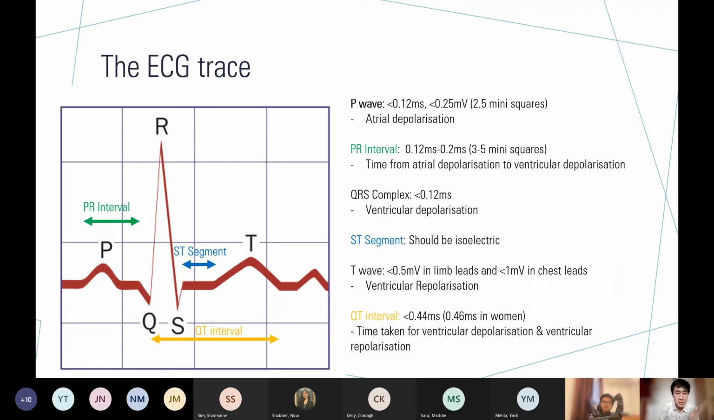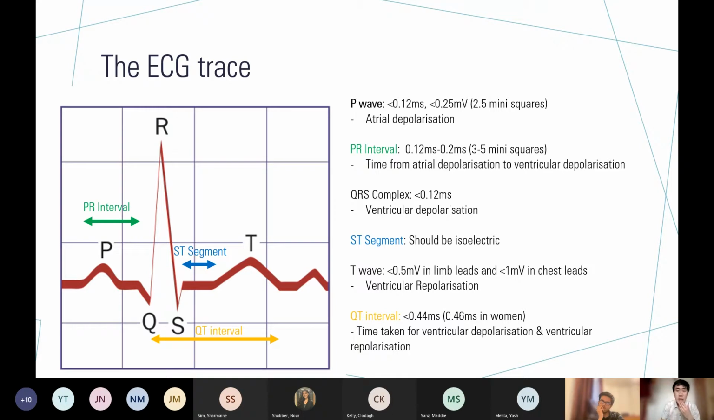Okay, right, ECG trace. I'm going to speed through this because I'm sure you're happy with this. P wave, here are the normal limits. It symbolizes atrial depolarization. The PR interval is running from the beginning of the P wave to the beginning of the QRS. You'd expect it to be that length, and we'll talk about pathology if it's not that length. QRS should be less than 0.12 milliseconds. It symbolizes ventricular depolarization. The ST segment is the bit after the QRS to the bit before the T wave. The segment means it should be flat. And then the T wave is our ventricular repolarization. And then finally, the QT interval.